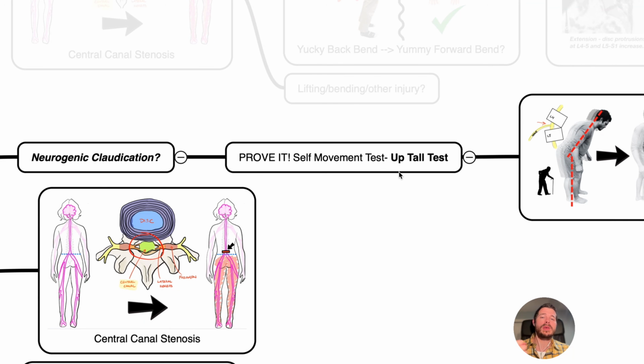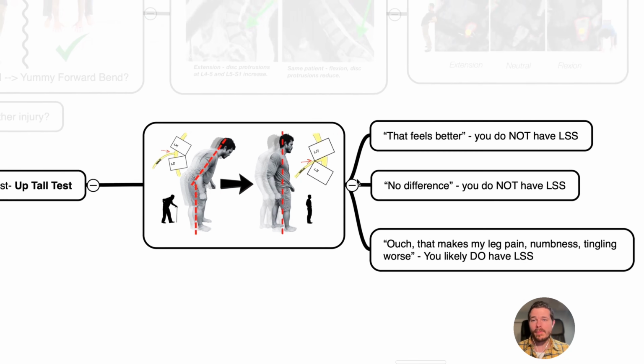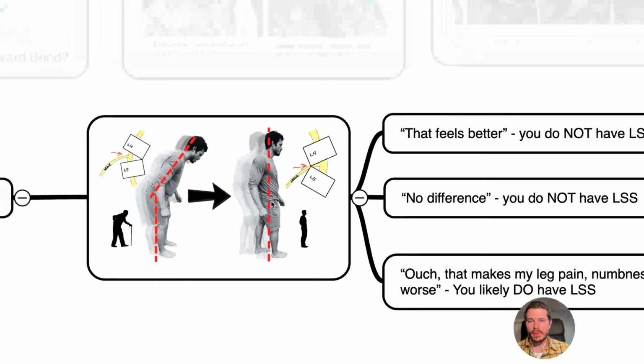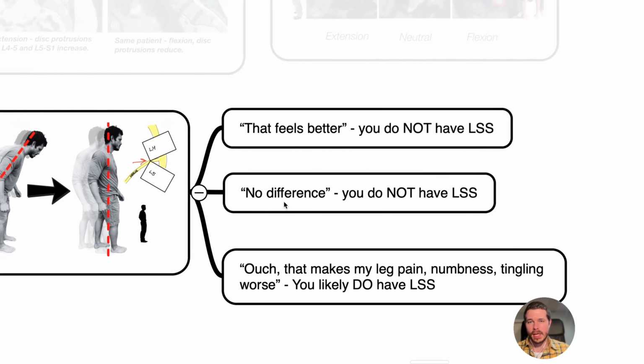Force yourself to stand up even more tall, assuming it's tolerable, because you will often find that bending forward, even though you've been led to believe it should make you better, might actually be keeping you from getting better. Up tall test. Sink your hips underneath your shoulders. Make a conscious effort to stand up tall. And if that feels better, you do not have lumbar spinal stenosis. It should make you worse by causing further compression.